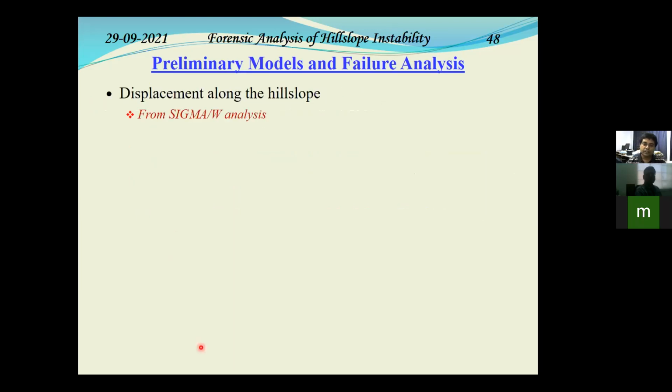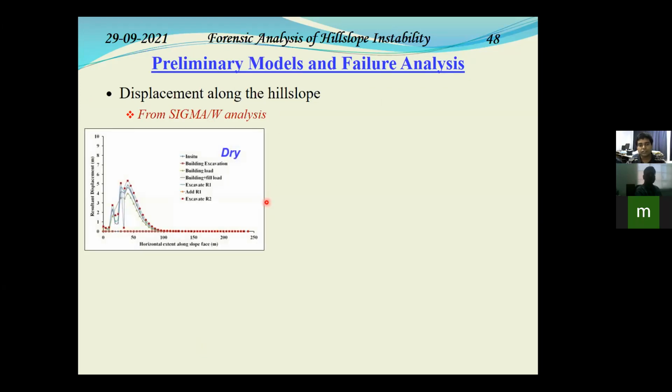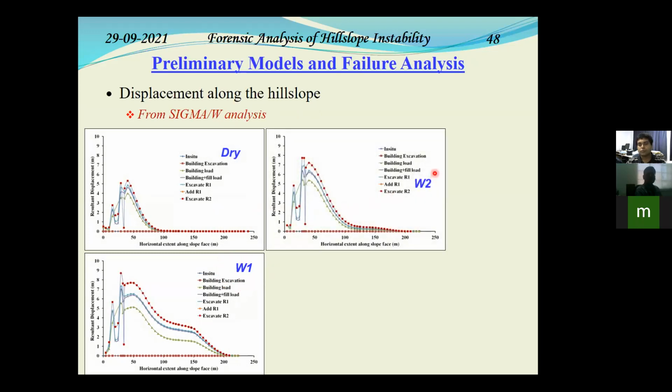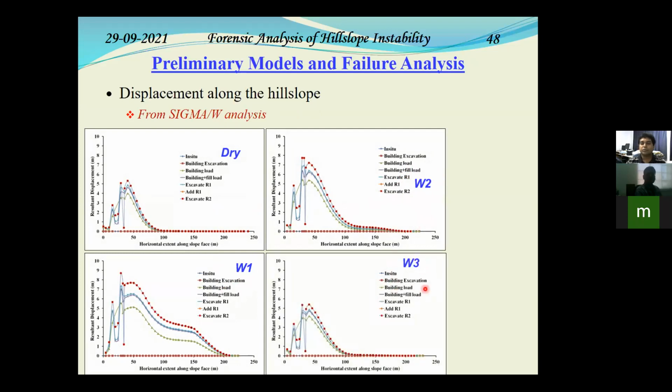Then we tried to see how the load deformation scenario is from the SIGMA/W analysis. For each analysis of the tertiary model, in a dry condition, with water table at shallow depth W1, 1 meter from surface, water table at W2, 4 meters from surface, and water table at W3, 8 meters from surface, we tried to figure out how much deformation took place on the slope face, lateral deformation.